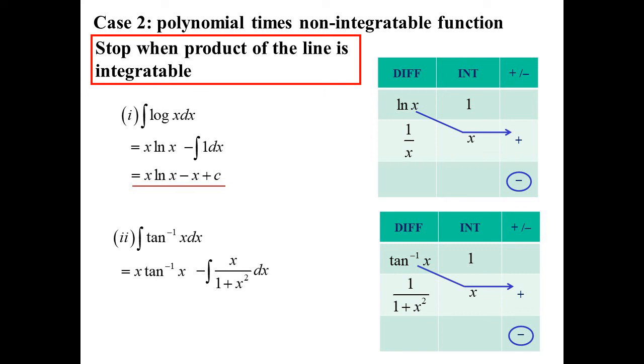So I'll go minus the integral of the product of that row that I stopped at. And there, hang on, what is that? Oh, that's a log situation, isn't it? So I get minus a half log of 1 plus x squared.